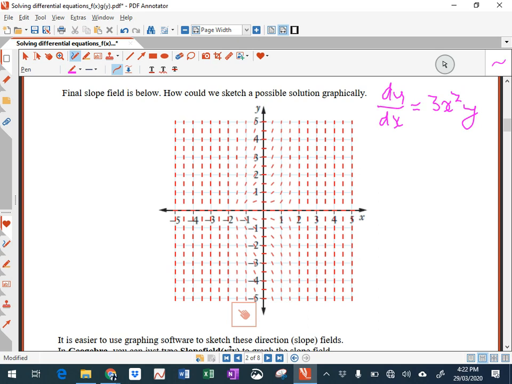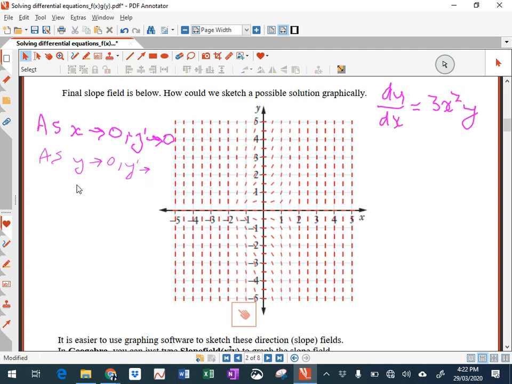Now, let's think about this in terms of limits. As x approaches 0, what's happening to y dash? That's approaching 0 as well. And let's just have a look down here. Try not to write on an angle. Here we go. And as y approaches 0, what happens to y dashed? It also approaches 0.